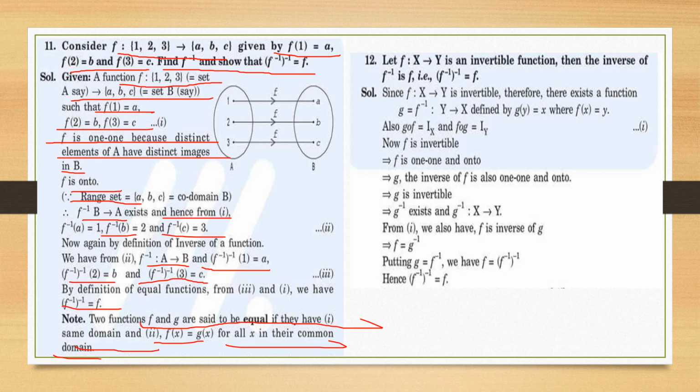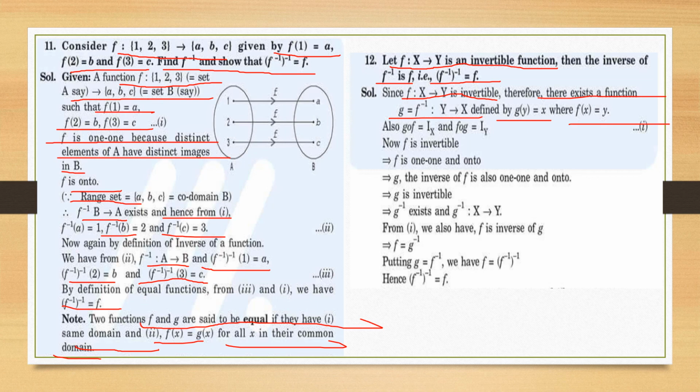Number 12: let f be a mapping from X to Y, an invertible function. Then the inverse of f inverse is f, and f inverse whole inverse equal to f, right? So this is also a question given here, which we need to prove. f is a mapping from X to Y and is invertible. Therefore, there exists a function g, which is equal to f inverse, mapping from Y to X, such that g(y) equal to x, where f(x) is y, right?